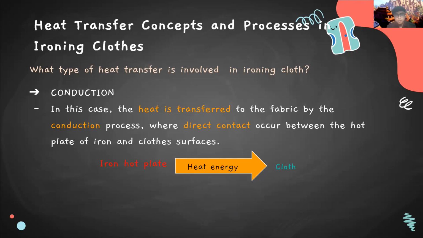Alright, I will talk about the heat transfer concept and process in ironing cloth. So, what type of heat transfer is involved in ironing cloth? The type of heat transfer involved is conduction, because the heat is transferred to the fabric by direct contact between the plate of the iron and the cloth surface. You can see the heat energy move from the hot surface to the lower temperature surface, from the iron plate to the cloth.